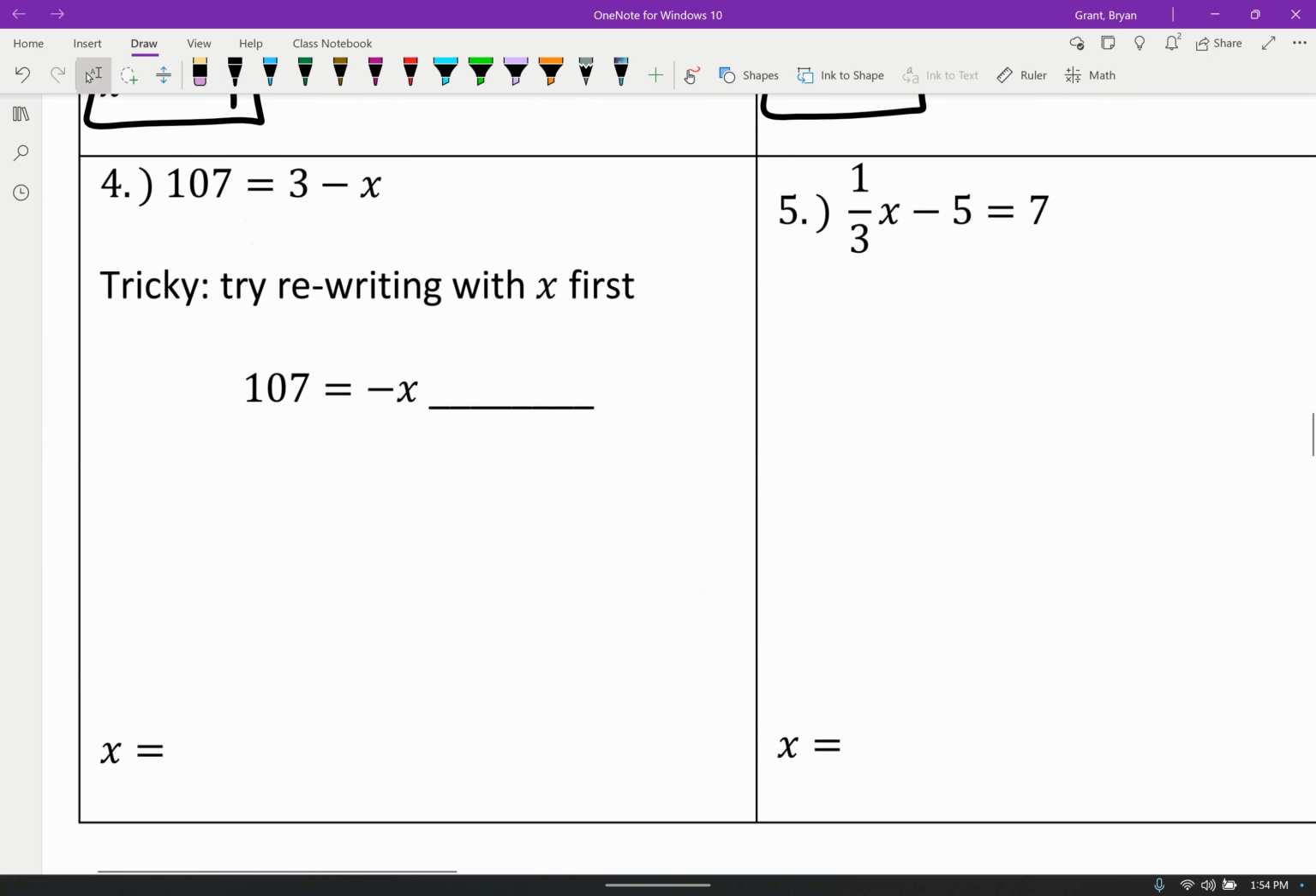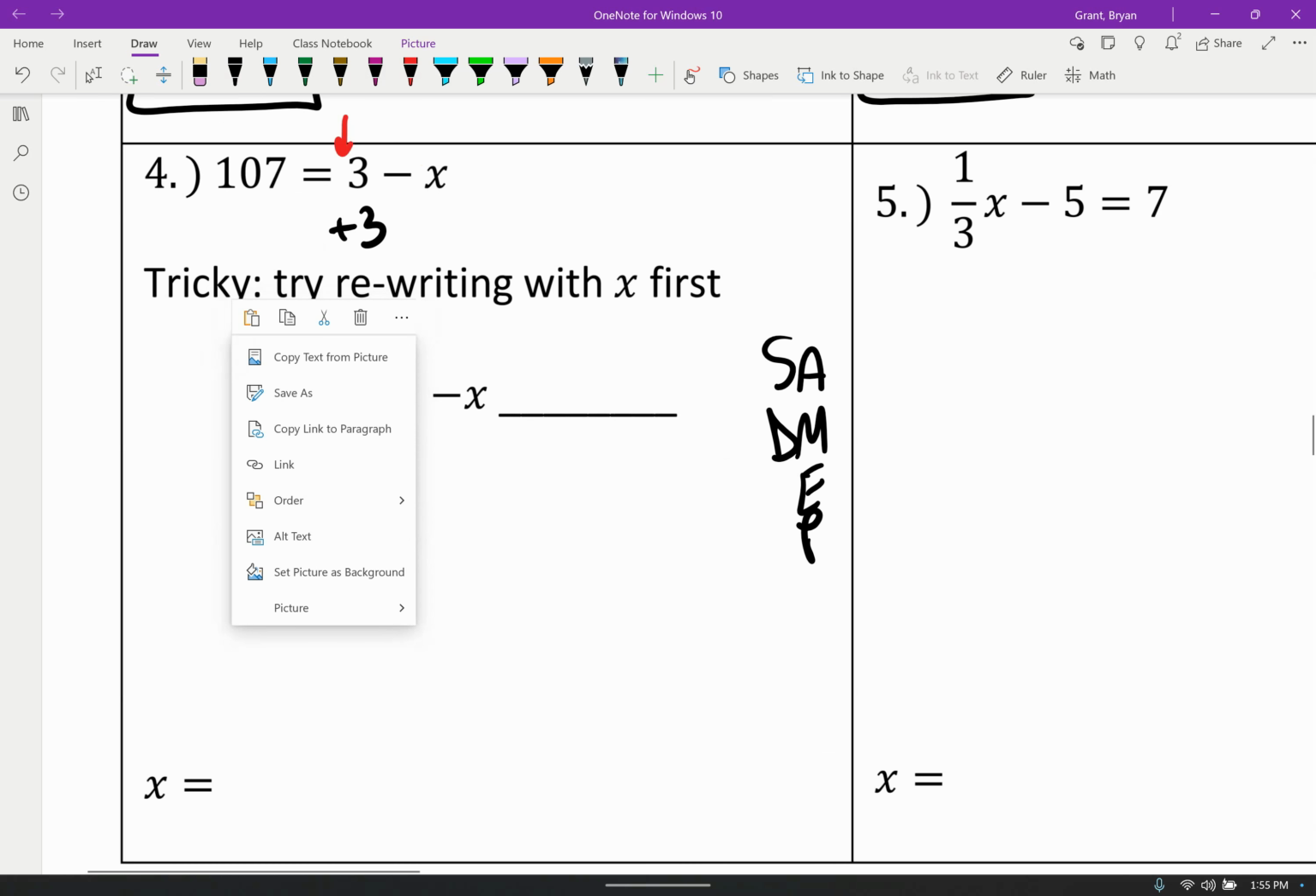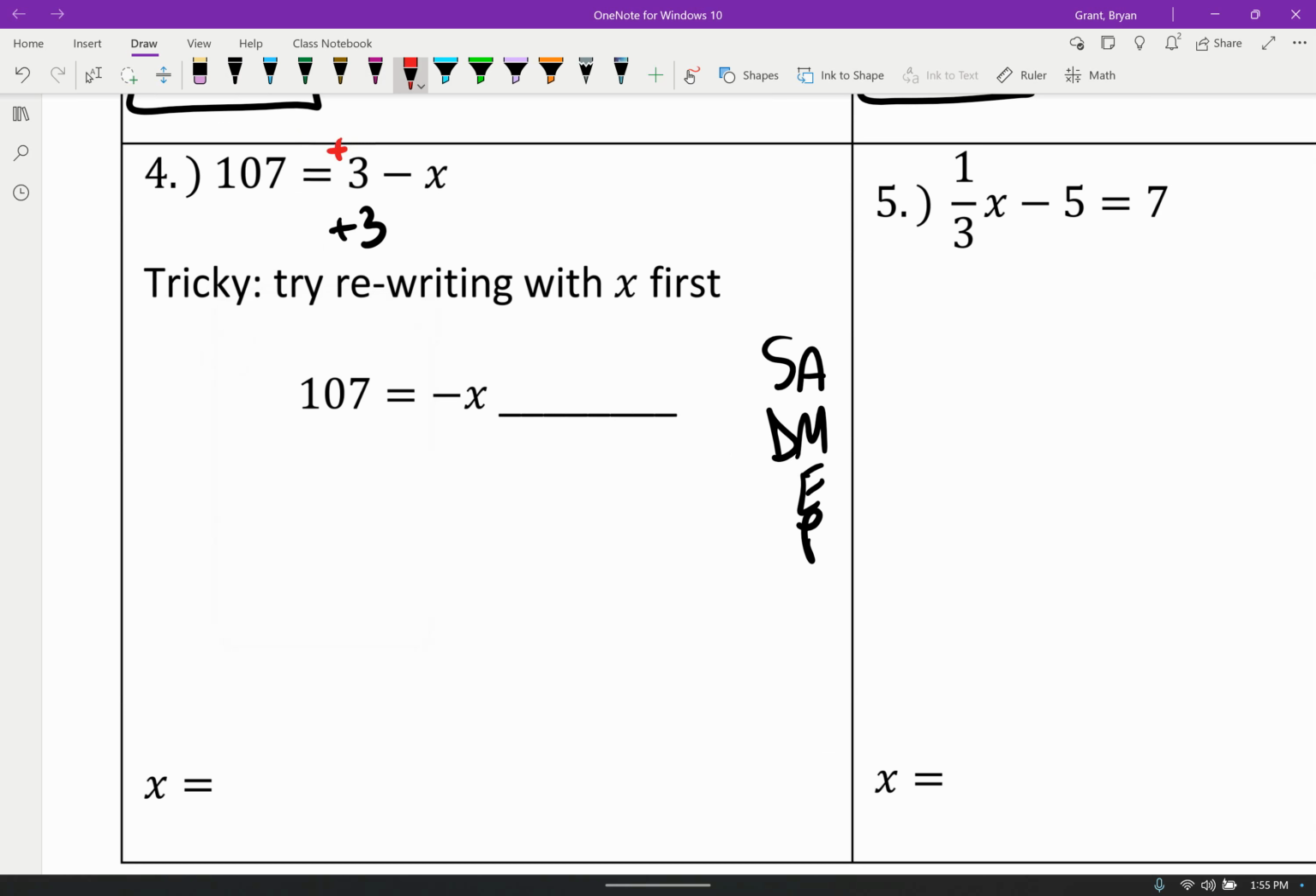All right, third one. 107 equals 3 minus x. Now this one is tricky. And the reason it's tricky, and I'll put SADMAP back over here on the side, is you might correctly say, oh, this is a minus. So 3 is attached to x with a minus. So I'm going to undo that with addition. And that's the issue. The issue here is that if you wanted to add 3, maybe I could even put it underneath the 3. What sign is hiding in front of this 3? Because the sign is always to the left of the number. And we should realize that there is a positive hiding here.